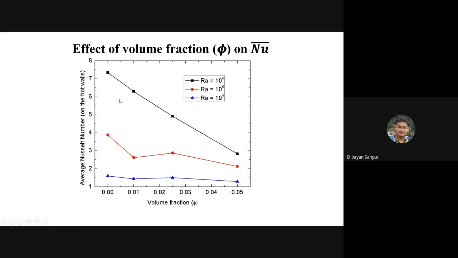But one thing to be noted is that for a particular Rayleigh number, with increasing volume fraction, the Nusselt number is decreasing. Whereas if you consider a constant volume fraction, then with increasing Rayleigh number, the Nusselt number is actually increasing.